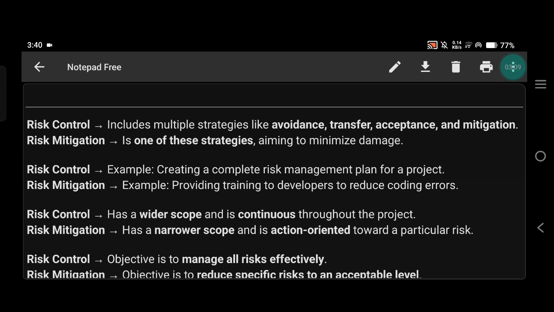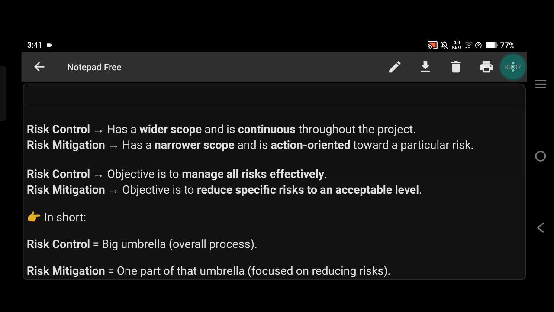Risk control example: creating a complete risk management plan for a project. Risk mitigation example: providing training to developers to reduce coding errors. Simple. Risk control example, making a complete risk management plan for a project. Example of risk mitigation, giving training to developers to reduce coding errors.